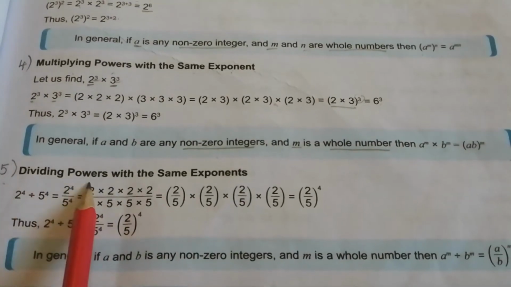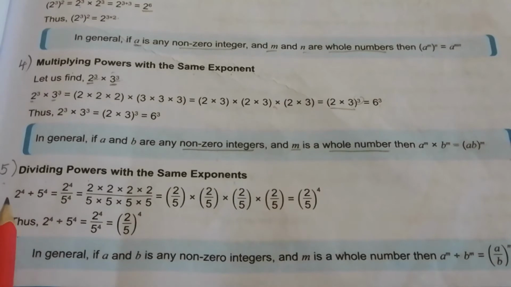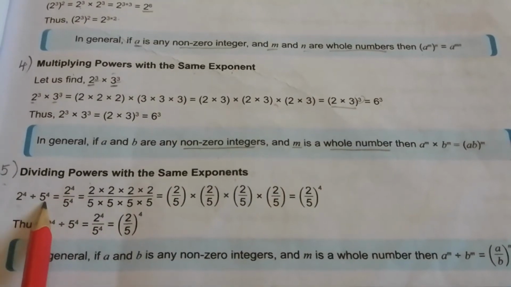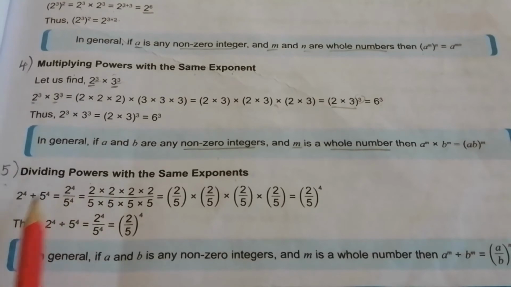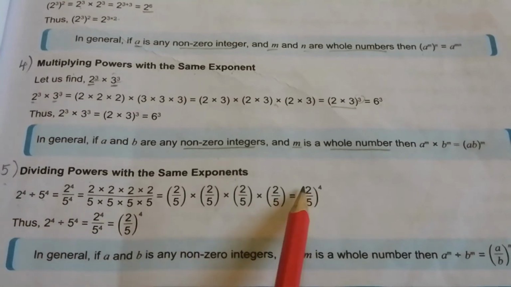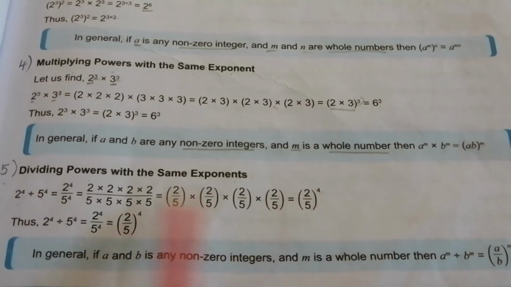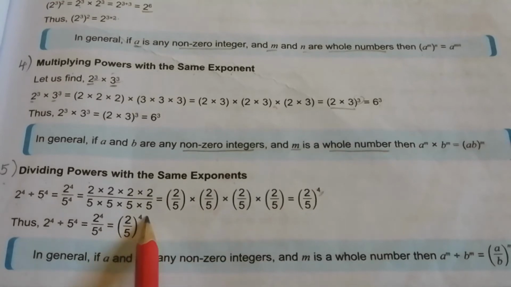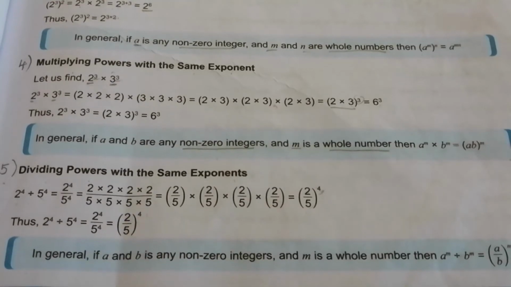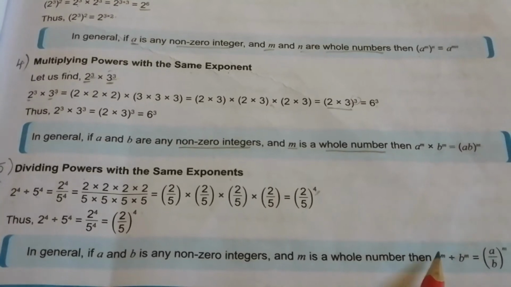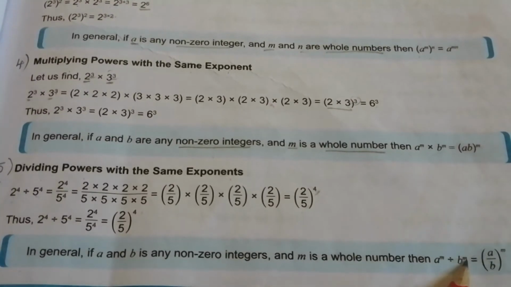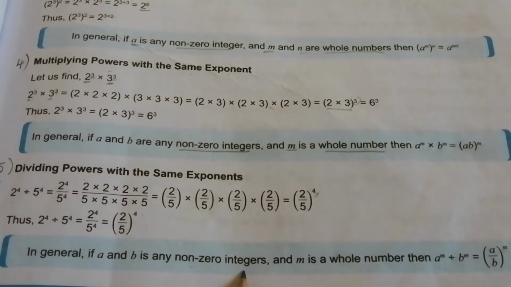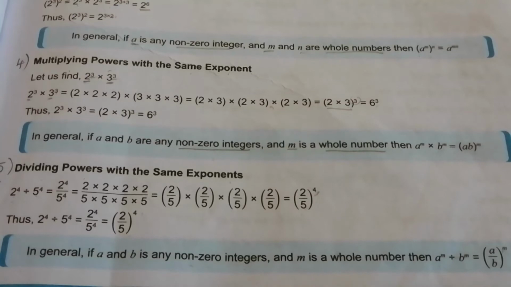Rule 5: dividing powers with the same exponents. Example: 2 power 4 divided by 5 power 4. We divide the bases, 2 by 5, with the same power 4. So the answer is 2 by 5 whole power 4. The general form is a power m divided by b power m equals a by b whole power m, where a and b are non-zero integers and m is a whole number.